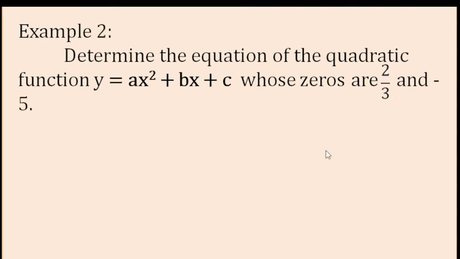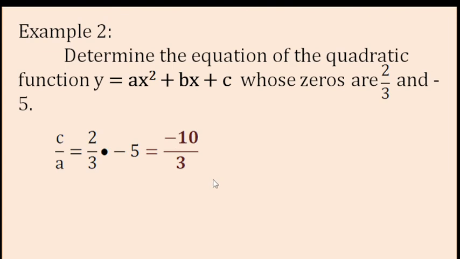Let's do another example. Determine the equation of the quadratic function in the form y equals ax squared plus bx plus c, whose zeros are 2/3 and negative 5. Now, first, because we have fractions, from the observation we have, we know that when we multiply the two zeros, it is actually equal to c over a. So 2 over 3 times negative 5 is negative 10 over 3.